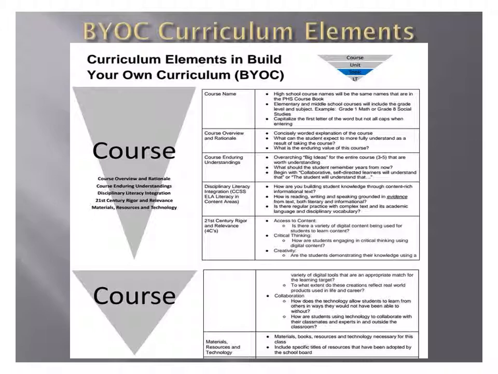So for example, if we jump down to within the course and we take a look at 21st century rigor and relevance, in our district we've really talked a lot about the 4 C's, whether it's access to content, critical thinking, creativity, and collaboration. And you can see some guiding questions that as you're developing the curriculum map, you'd be able to look back and ask yourself if you've included that in your curriculum map and how that pertains to the students that would be taking that course.